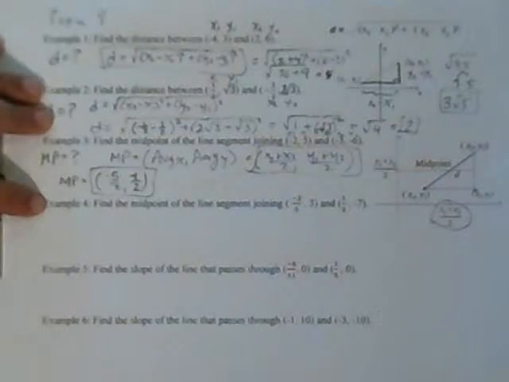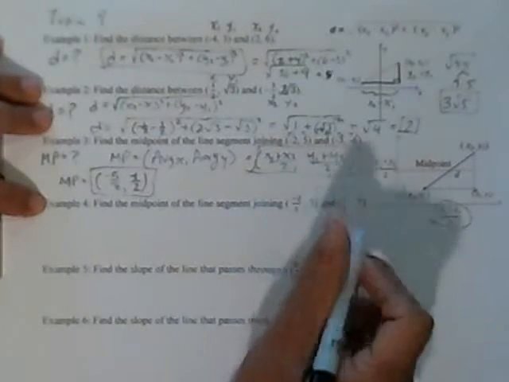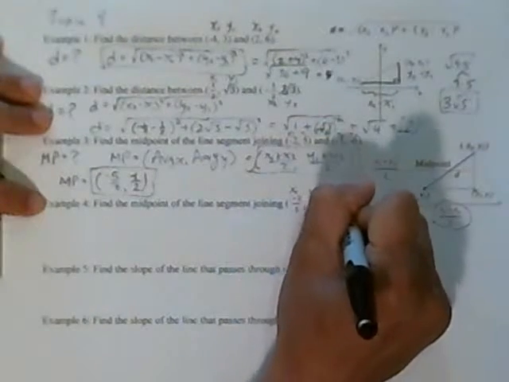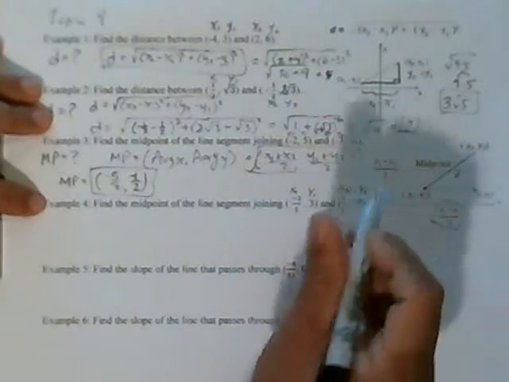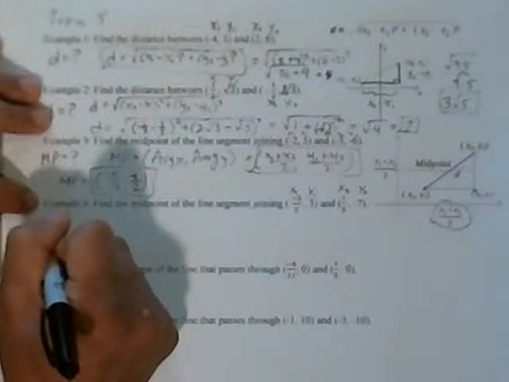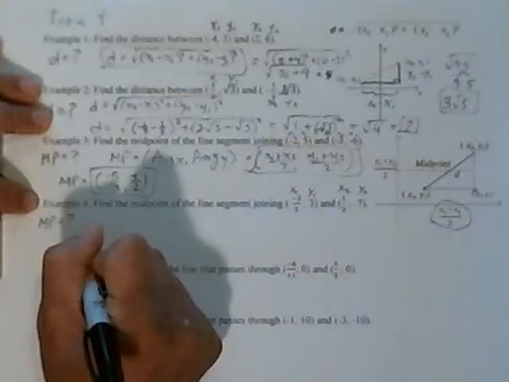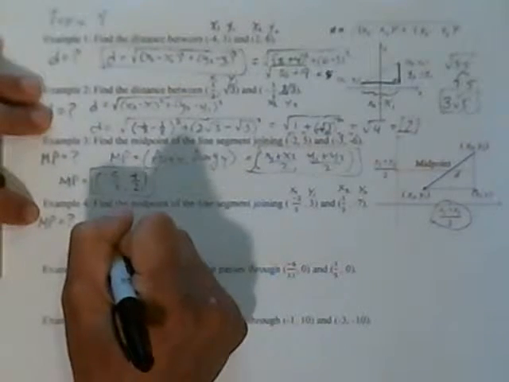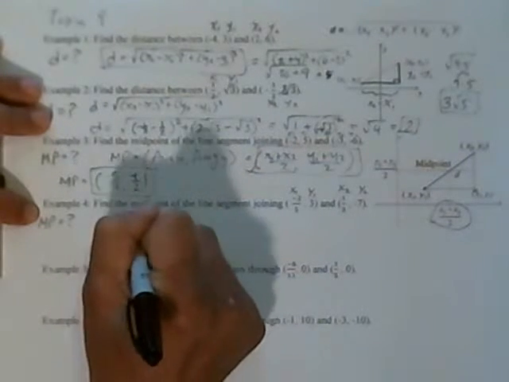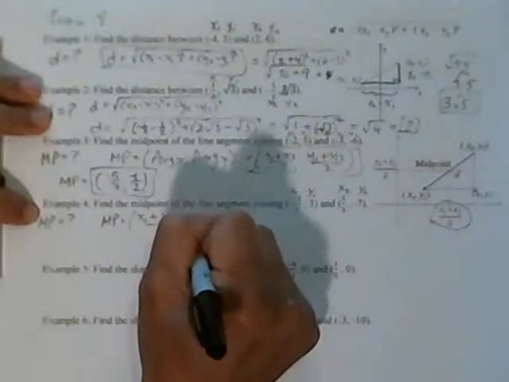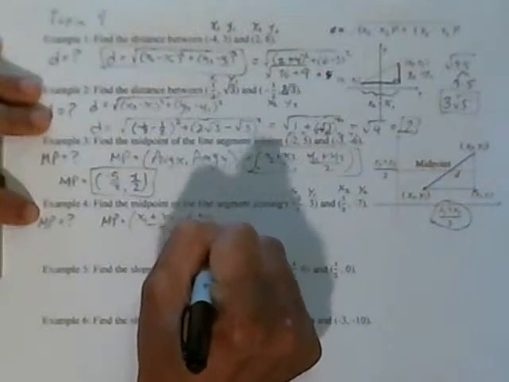Example number 4, find the midpoint of the line segment between these two right here. Let's label this x1, y1, x2, y2. The midpoint is what we're looking for. The midpoint formula is x1 plus x2 over 2, y1 plus y2 over 2. So we plug it in.